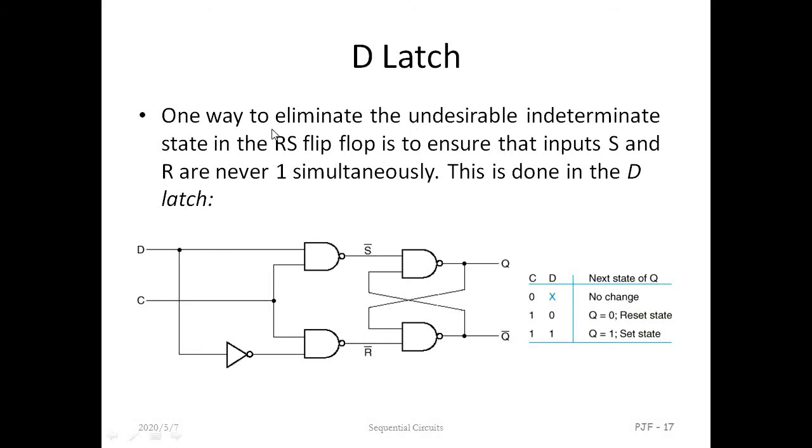D stands for delay, the D latch. One way to eliminate the undesirable intermediate state in the RS flip-flop is to ensure the inputs S and R are never 1 simultaneously. This is done in the D latch. This is the symbol. That is the circuit diagram of the D flip-flop using a clocked SR flip-flop.